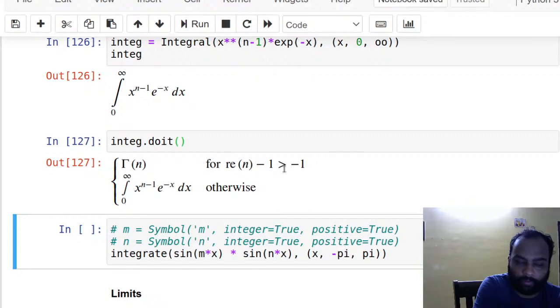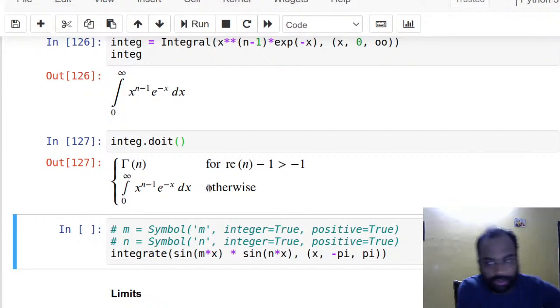So if the real part of n is greater than 0, then only it evaluates to a gamma function and it becomes gamma of n. Otherwise, it does not know what to do. So it is leaving it as it is.